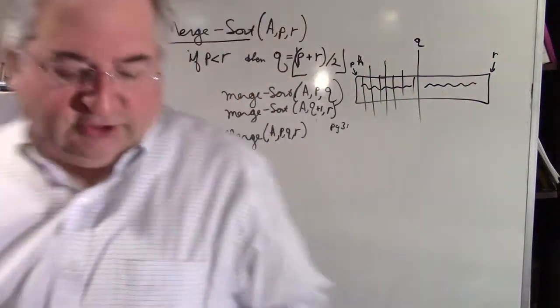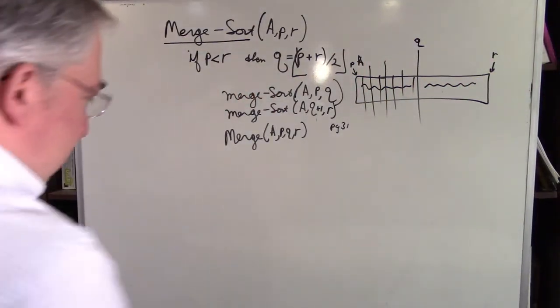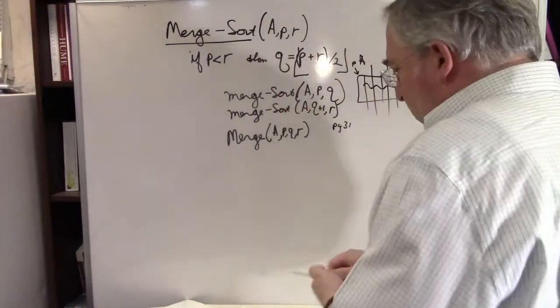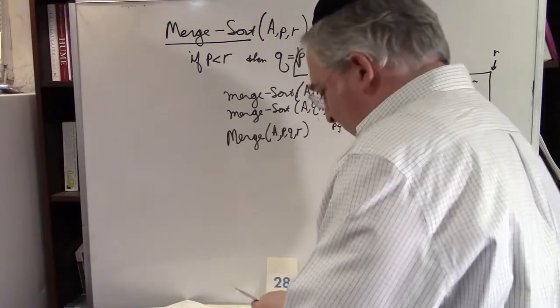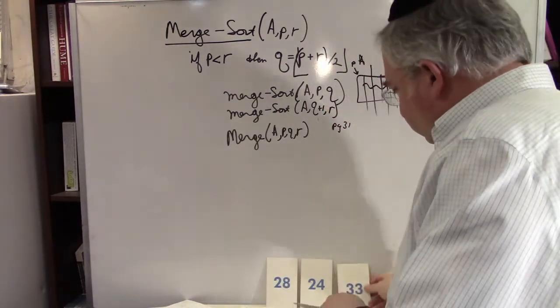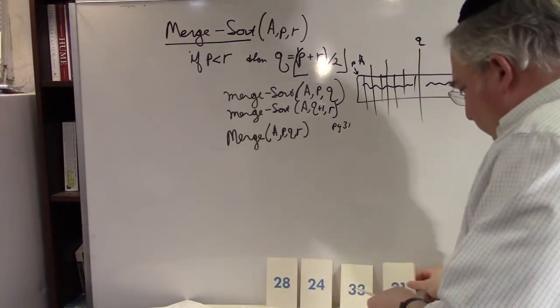So let's do some things with cards. We love cards. So we have 8 cards, not in order.